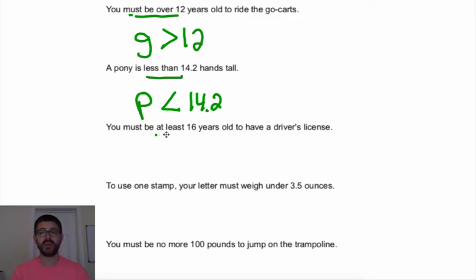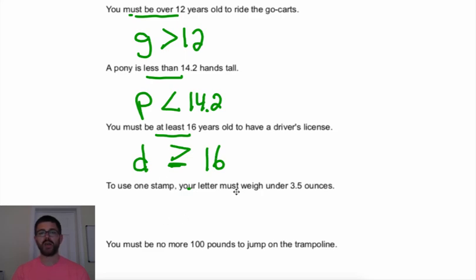Next one, you must be at least 16 years old to have a driver's license. So maybe we call it D for driver's license and 16. Okay? We always use the number that's there in the problem. At least, well, think about it. How old do you have to be to get a driver's license? You have to be exactly 16, equal to 16, or greater than 16. So greater than or equal to 16. You have to be 16 or older to get a driver's license.